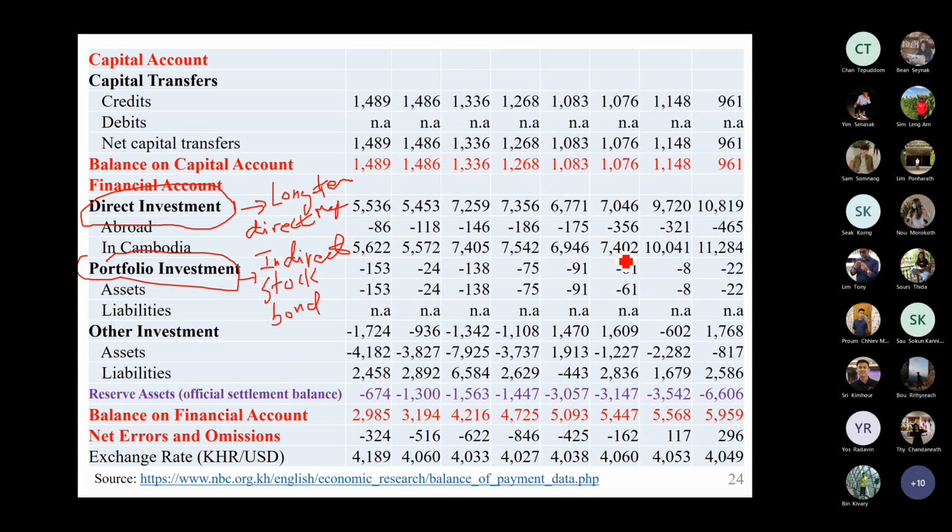Portfolio investment tends to be very volatile. It can move out of the country very easily. For example, when there's a crisis, you sell out your stock and fly away to your home country. Unlike direct investment, where you build a building and have to stay long. But both of these provide capital for investment in your country. It's just different: one is direct, the other is indirect.